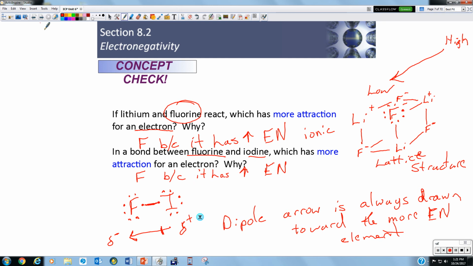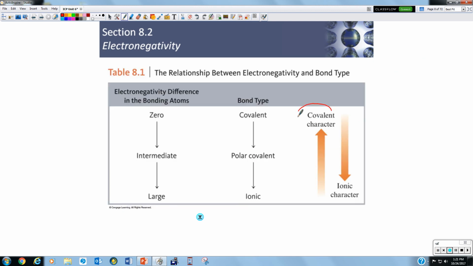So let's go ahead and start looking at this relationship as far as ionic and covalent character. The relationship between electronegativity and bond type helps us determine the covalent character or ionic character of a compound.